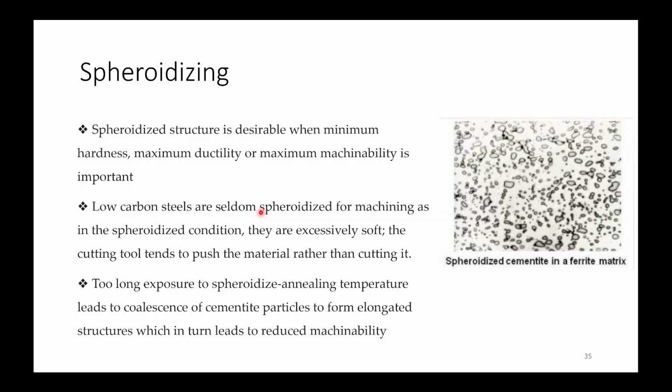Low carbon steels are seldom spheroidized for machining, as in the spheroidized condition they are excessively soft and the cutting tool tends to push the material rather than cutting it. And too long exposure to spheroidizing annealing temperature leads to coalescence of cementite particles to form elongated structures, which in turn leads to reduced machinability.